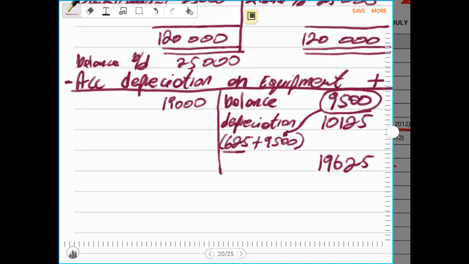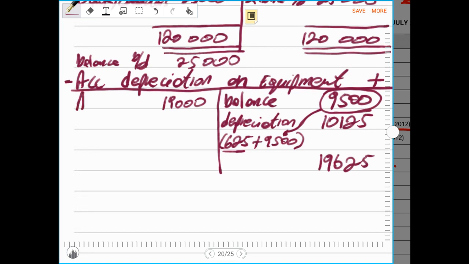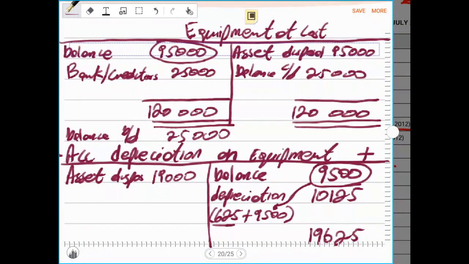It's because the old equipment was disposed. Therefore, now we don't need its accumulated depreciation appearing in the books of the business. So hence we debit that, and the contra entry will be asset disposal. Same applies under the ledger account for equipment. The contra entry was asset disposal with the amount of 95,000 rands, because this asset was disposed.